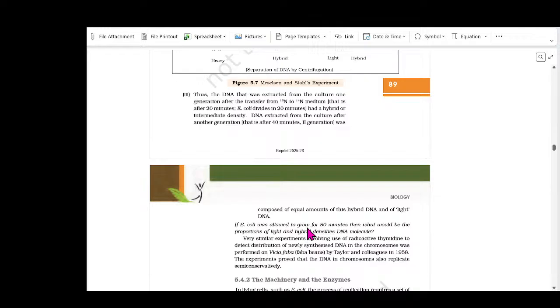If E. coli was allowed to grow for 80 minutes, then what would be the proportions of light and hybrid density DNA molecules? Very similar experiments involving the use of radioactive thymine to detect the distribution of newly synthesized DNA in the chromosomes were performed on Vicia faba beans by Taylor and colleagues in 1958. The experiments proved that the DNA in chromosomes also replicates semi-conservatively.